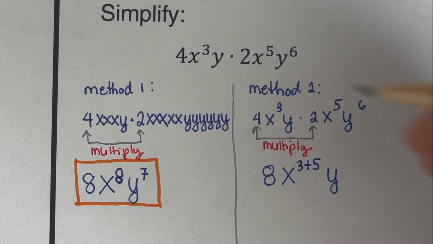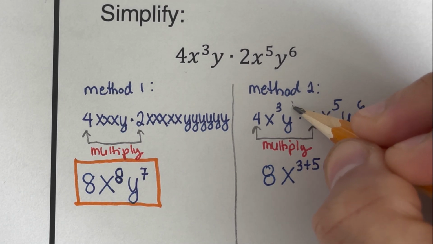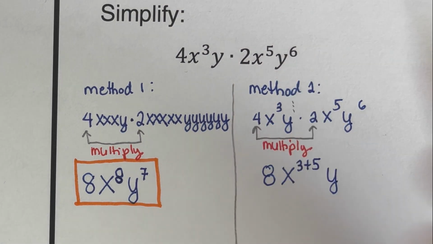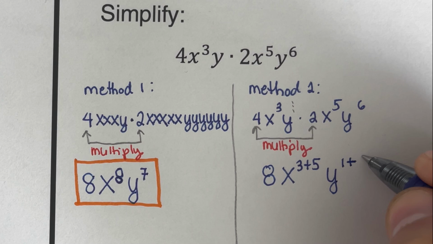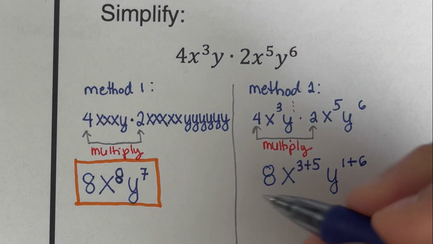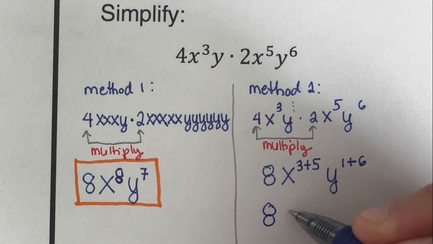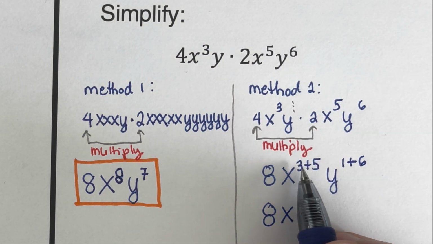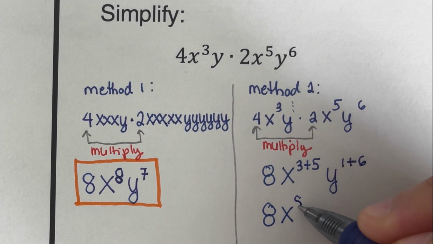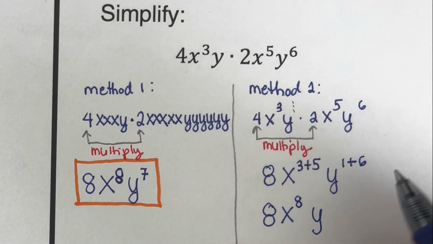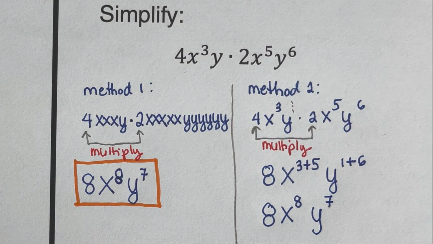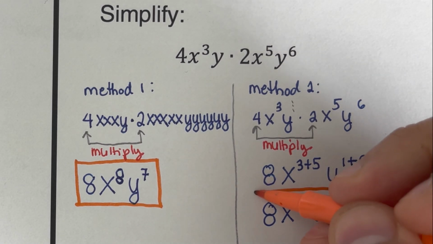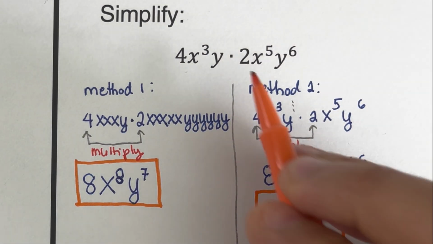Again, we remember that there is an invisible 1 right there if it's not written. So that's the invisible 1 right there. So I can say 1 plus the other exponent is 6. Then we can simplify this as 8, and that would be x to the 3 plus 5 is 8, and then that is y to the 1 plus 6 is 7. So this is the simplified version of this expression.